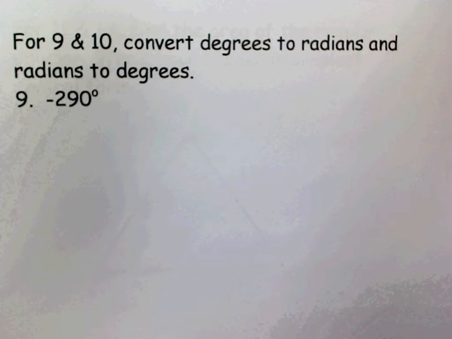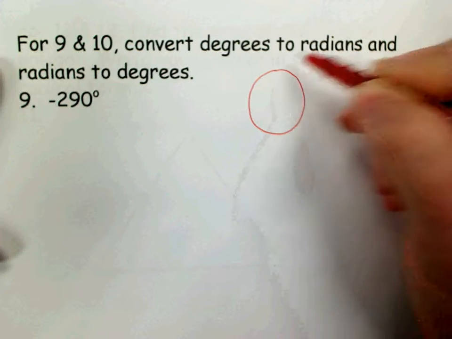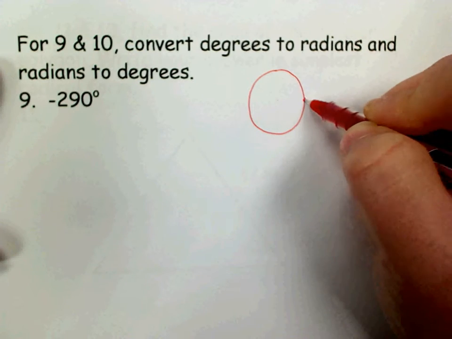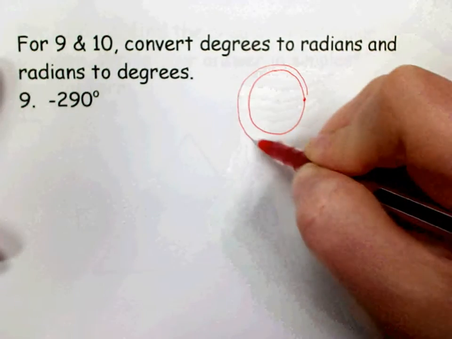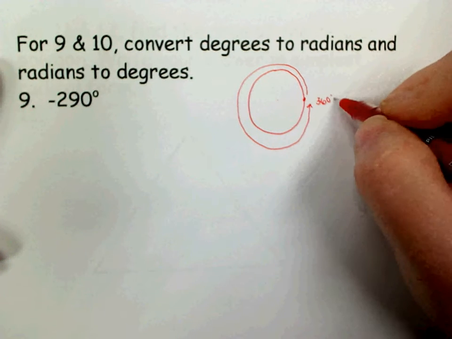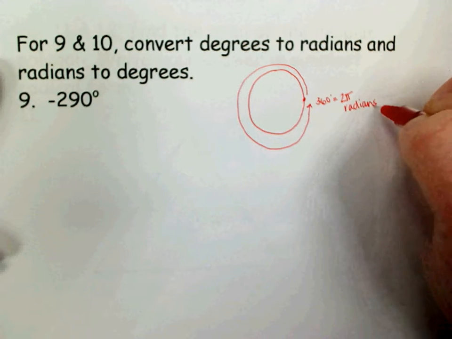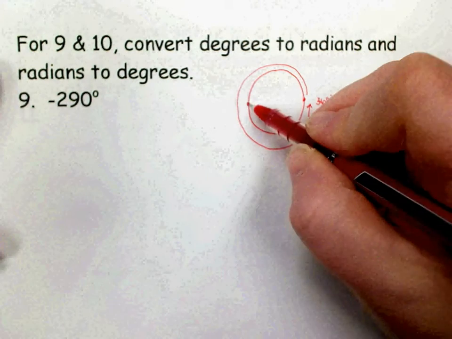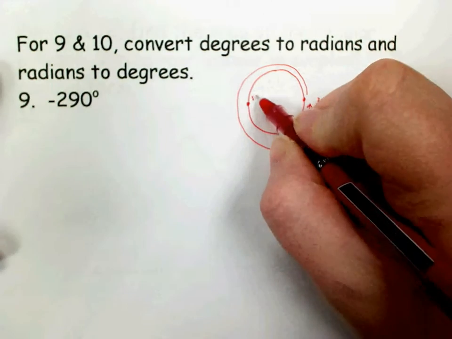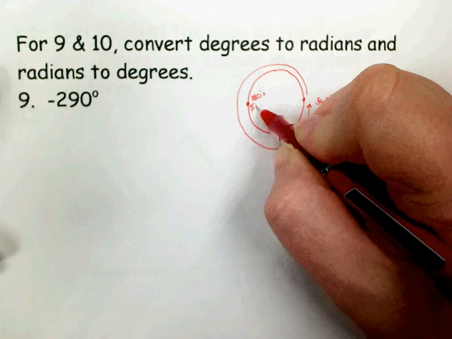For numbers 9 and 10 on your study guide, you're converting degrees to radians and radians to degrees. So remember, when we learned about radians, we learned that the full distance around the circle, which we know as 360 degrees, is the same thing as 2 pi radians, which means halfway across the circle, which we know is 180 degrees, is equal to pi radians.